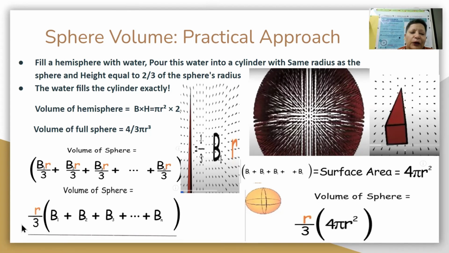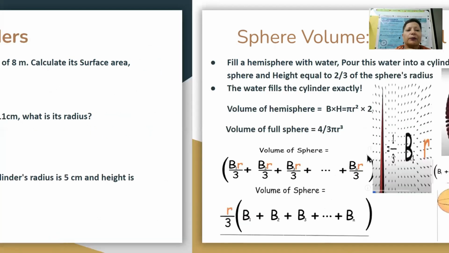Having done that, I pull out my R by 3 and inside I'm left with B1, B2, B3 right up till Bn. But what are B1, B2, B3? These are all the bases of all the cones right along the sphere. So that is nothing but the surface area. So it is nothing but R by 3 into 4 pi R square. And so what do we get? We get the volume of the sphere to be 4 by 3 pi R cube. Is that okay? Having said this much, let's move on to some problems.